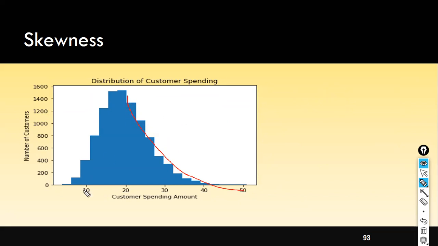And if you see the same pattern on the left side, if you find a longer tail on your left side, that is called your left skewed data, negatively skewed data.